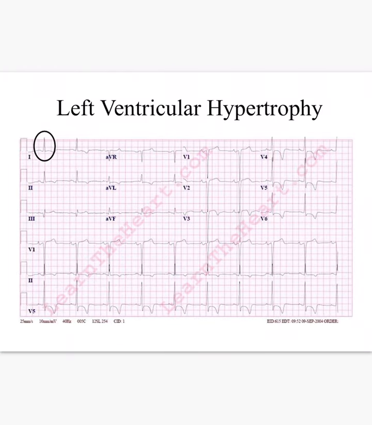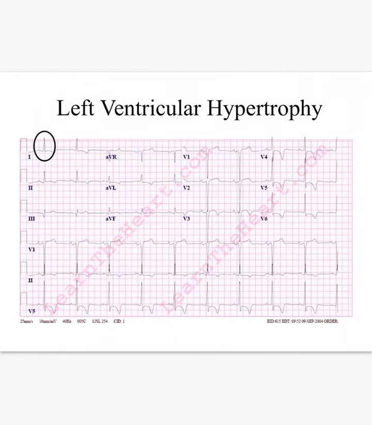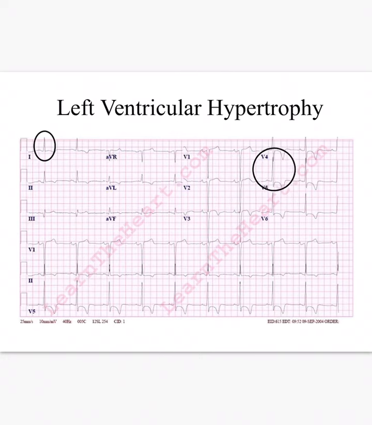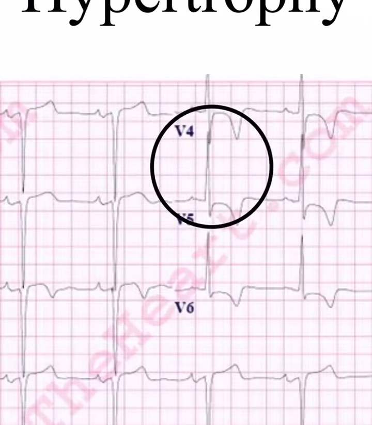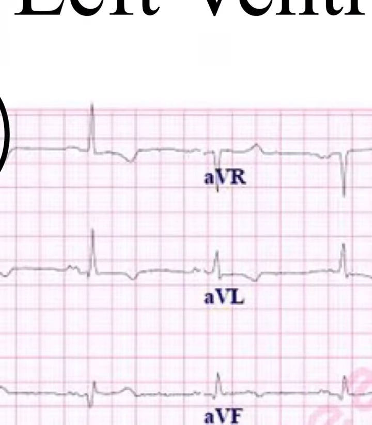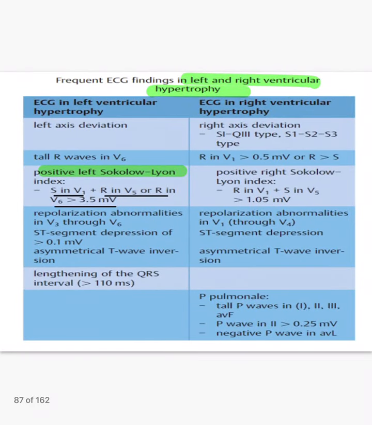So basically you have S wave in V1 plus R wave in V5 or V6. See, we took V5. Now try to count the boxes. I think you will get it. See, that is 5, 10, 15, 20, 25, 26, 27 boxes around. And this comes out to be 12 boxes. That is, it's around 37 boxes. It's more than 35. So this is important.